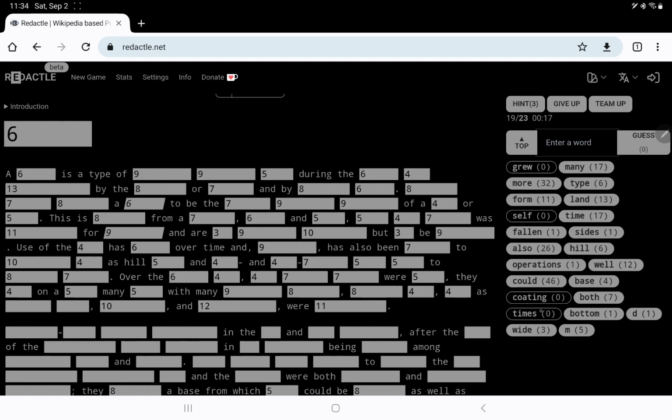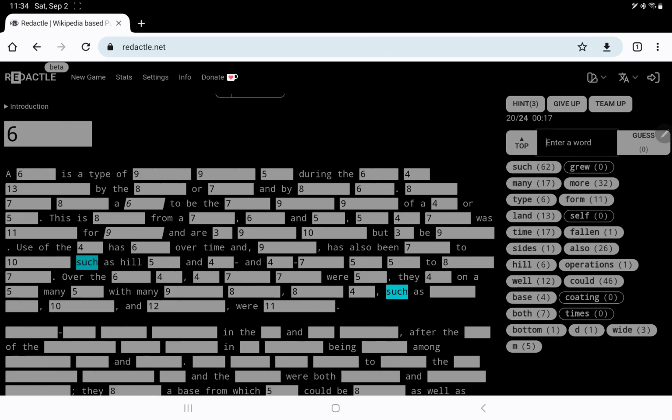Why didn't, oh, I had done times, of course, for the newspaper, yeah. Use of the something as blank over time. Use has fallen, risen. Oy, oy, oy. No, I'm not getting this at all. They blank on a blank, many blank, with many blank blank, such as, at least I can get that, such as hill.